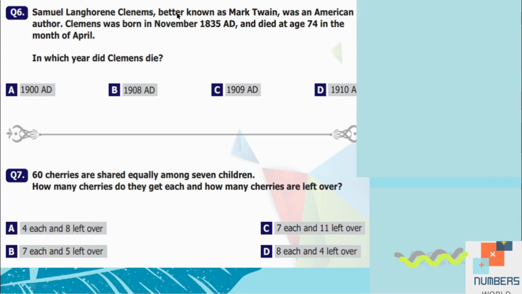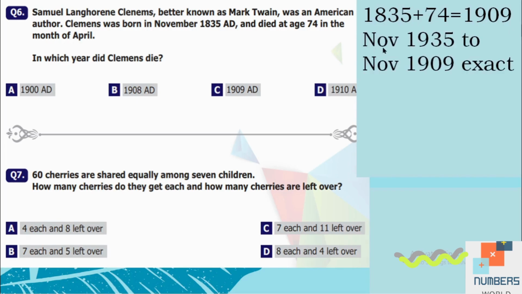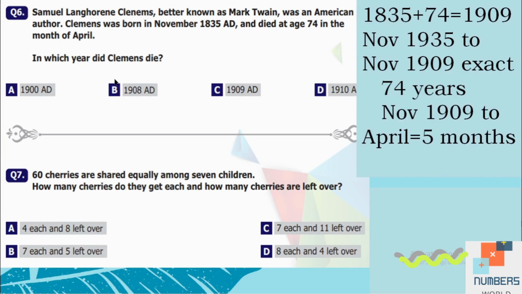Question number 6. Samuel Clemens, better known as Mark Twain, was an American author. Clemens was born in November 1835 AD and died at the age of 74 in the month of April. In which year did Clemens die? So here we will add 74 to the year of his birth, which is 1835. The answer is 1909. From November 1835 to November 1909 exactly, he was 74 years old, but he died after 5 months in April. So obviously a new year had started, which is the next year after 1909, 1910 AD. So D is the correct option.